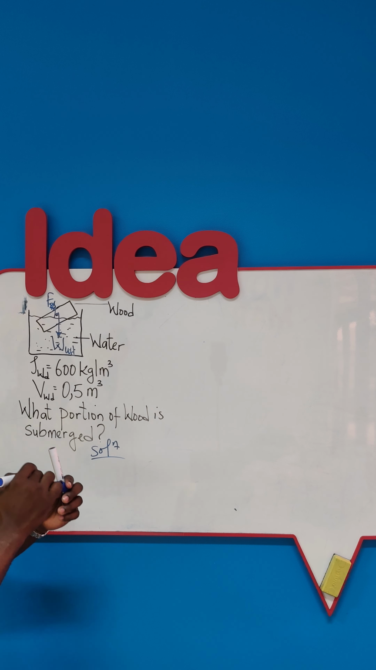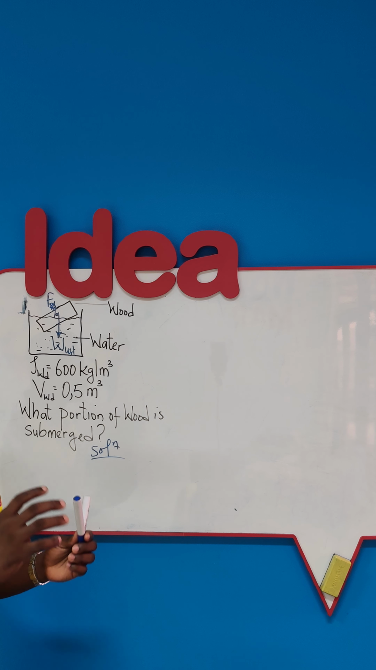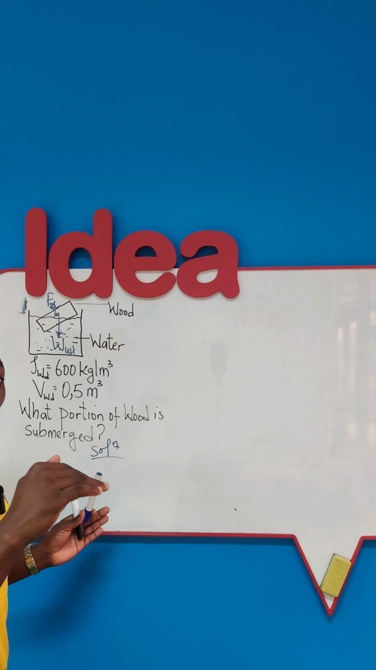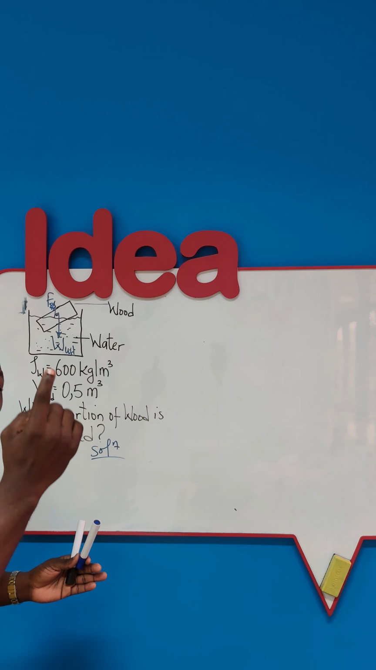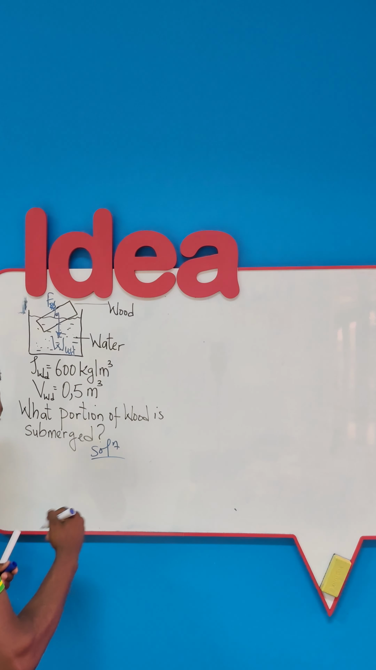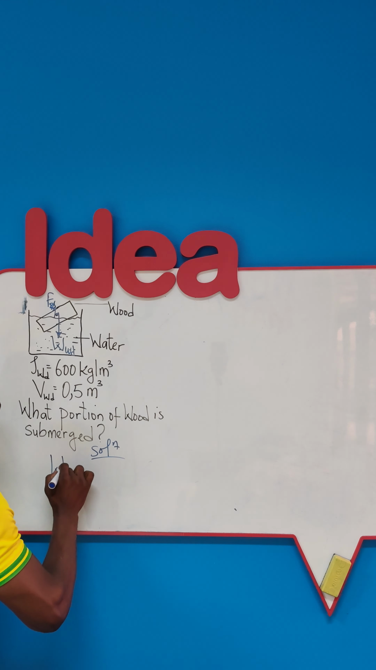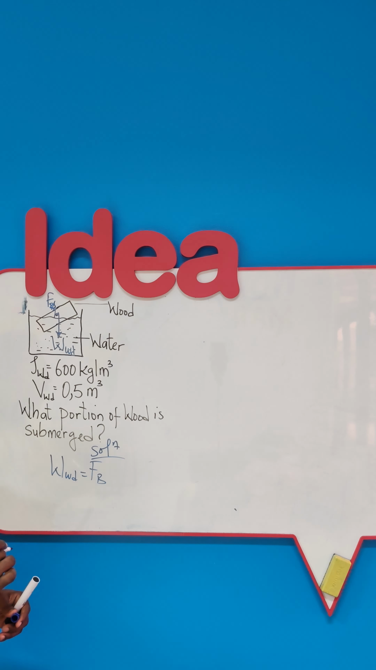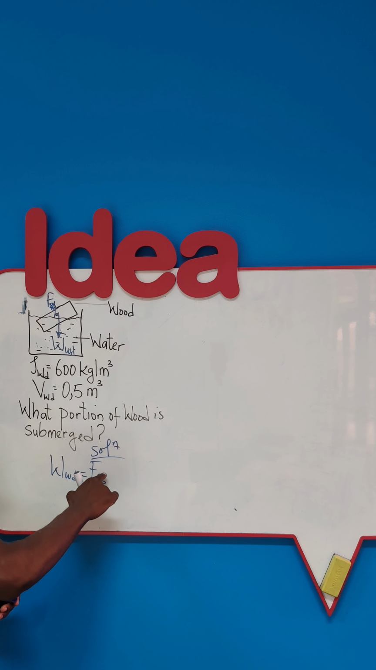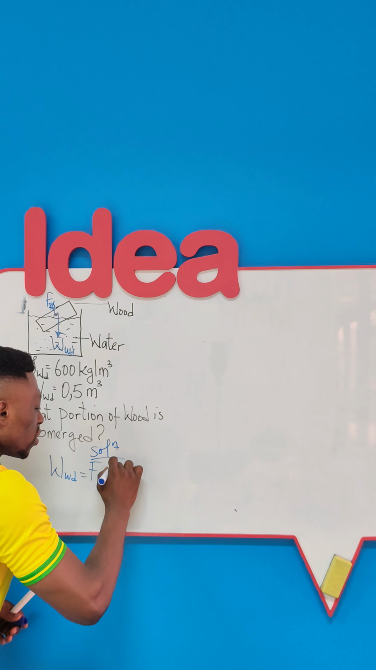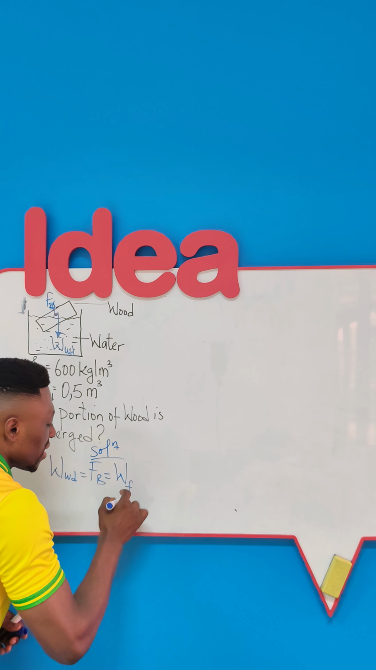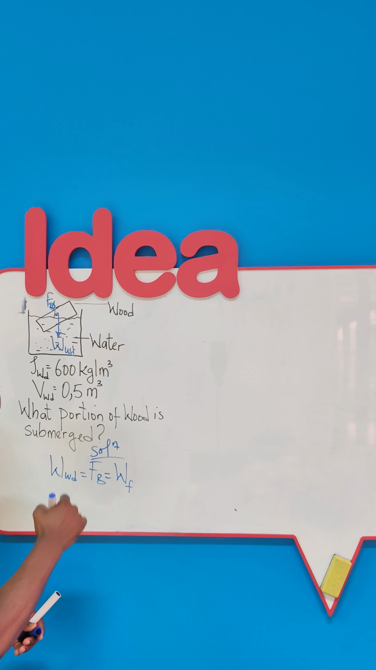All right, now since the question tells us that the piece of wood is floating, we are going to write a very important equation here. If the piece of wood is floating, then the weight of the piece of wood should equal the buoyant force. And according to Archimedes' principle, this buoyant force should be equal to the weight of the displaced fluid. We will denote it like this, the displaced fluid, which in this case is water.